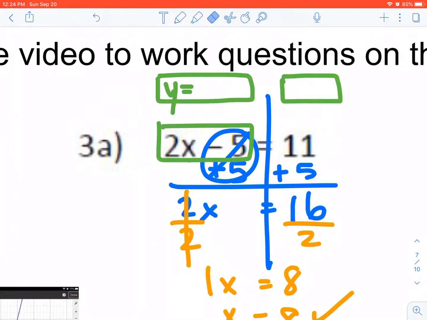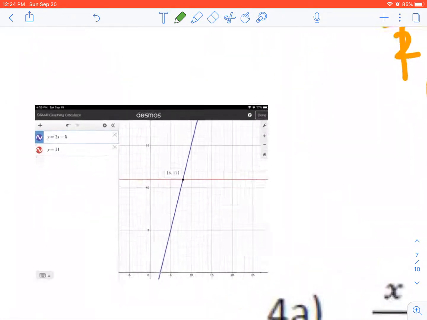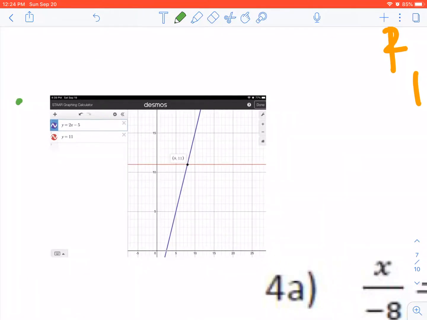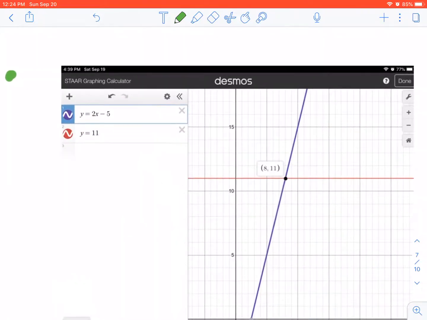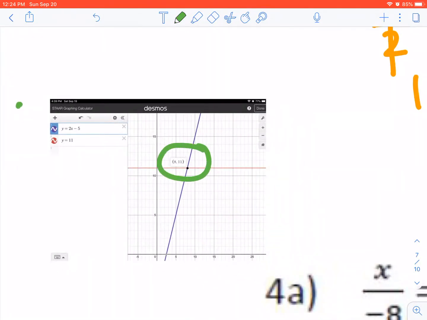So let me clear this out. It's going to be y equals, and then this left side of the original equation. Then we're going to type in y equals, and then the right side. And I've already done that for you right here. So we typed in both of those, y equals and y equals, and then we find where they cross, and we get a point.